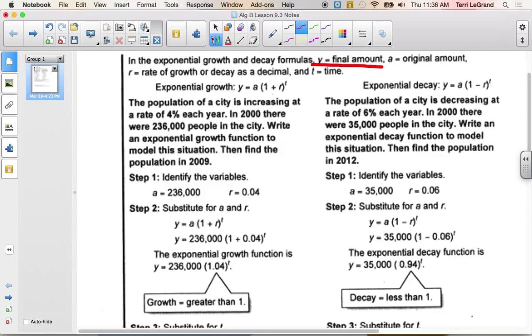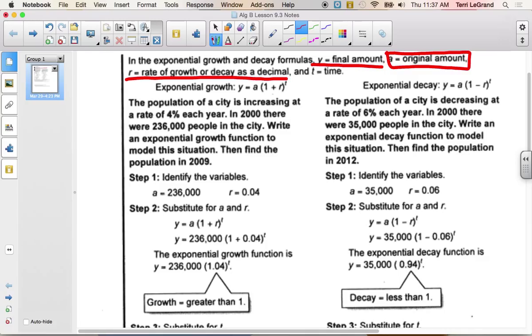It's important that we understand that y is going to mean the final amount, whether it's money, people, grams, whatever it turns out to be. A is going to represent the original amount, which should make sense to us. We've been saying all along, A represents where it starts. That's what original means. Where did it start? And R is going to represent the growth or decay as a decimal.